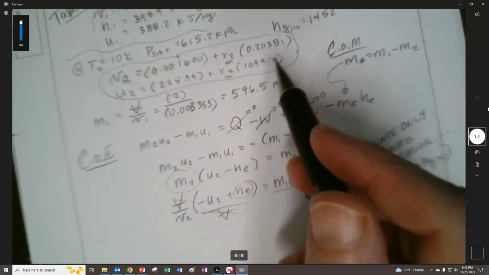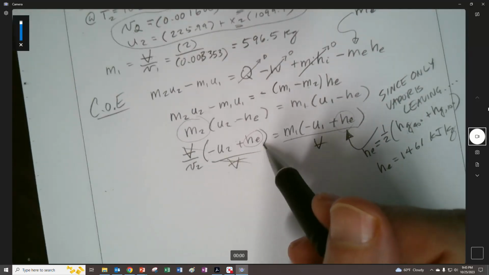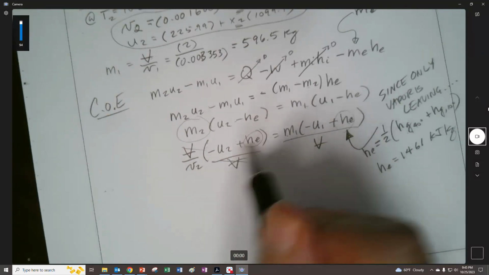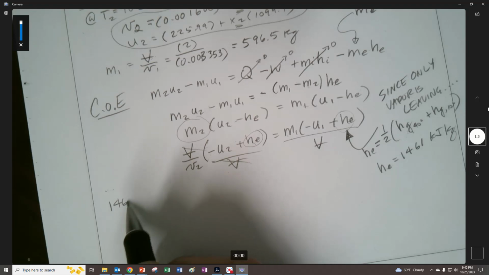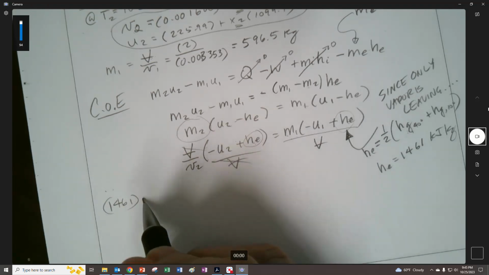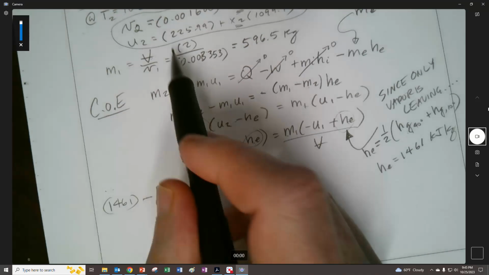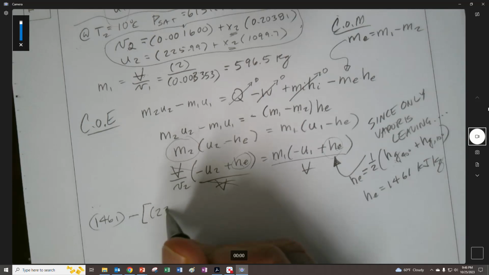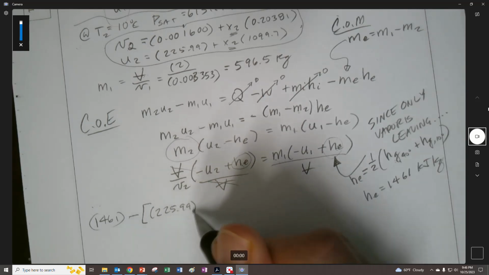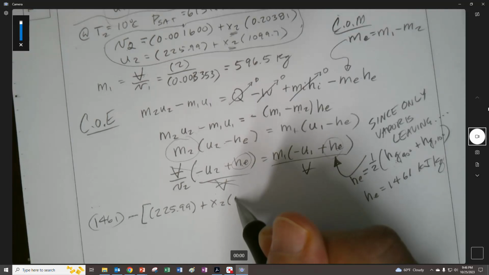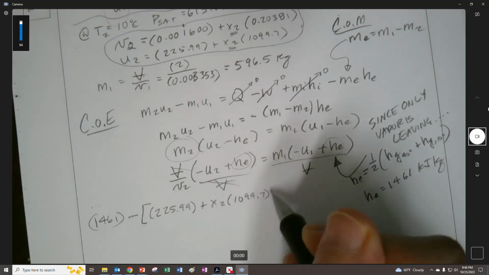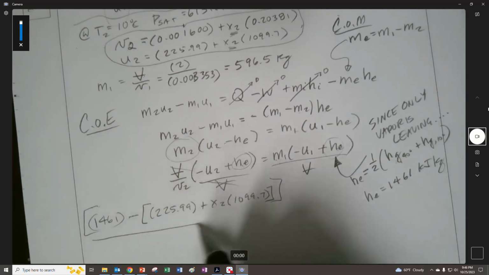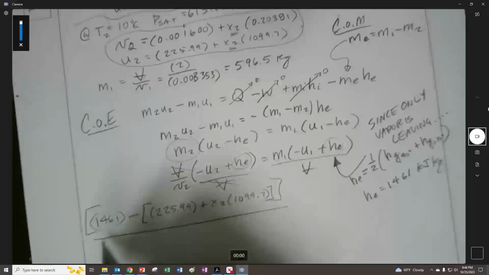Do you see the strategy now? The little joke thing that they're doing. So let's go ahead and work the thing out right here. I'm going to take this value over here, that's the 1461, and then subtract out what I have up here for U2. So you have 225.99 plus x2 times 1099.7, brackets and brackets, divided by the V up above.